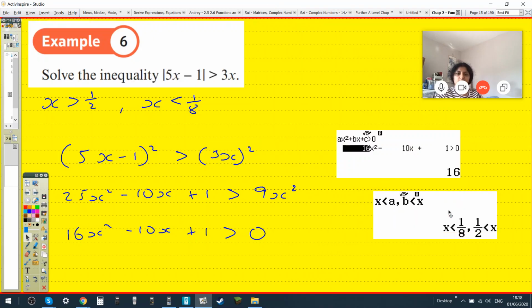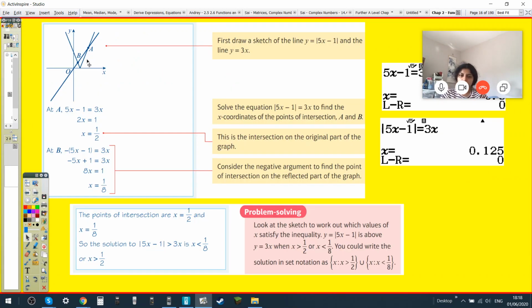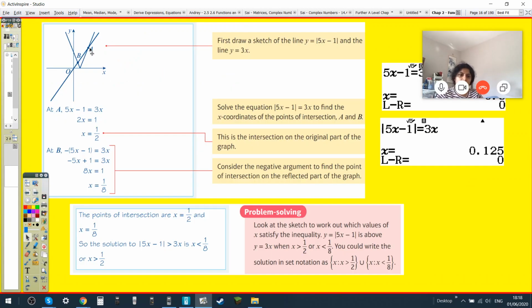Yep, many different methods. I just did menu B for inequality, and it makes sure that you get it the right way around. They did a graphical method, and they said, when is this graph greater than this graph? It's greater to the right of a half and to the left of an eighth. Great.